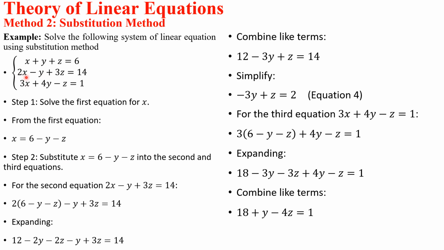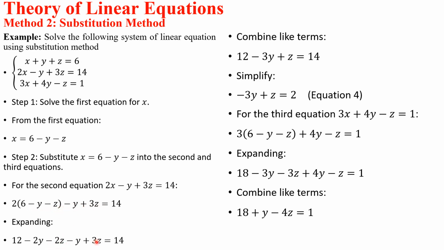So that means instead of x here, we'll then have 2 multiplied by 6. Instead of x, we replace x with 6 minus y minus z. Then we continue, minus y plus 3z equals 14. So we also expand: 2 multiplied by 6 is 12, 2 multiplied by minus y will give us minus 2y, and 2 multiplied by minus z will give us minus 2z.